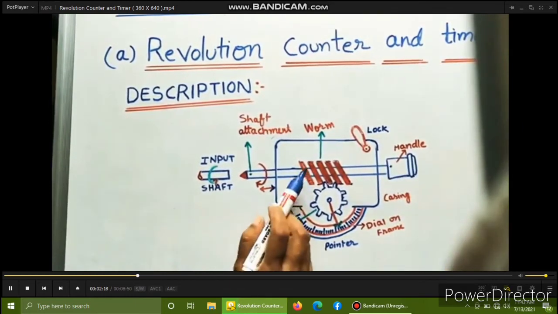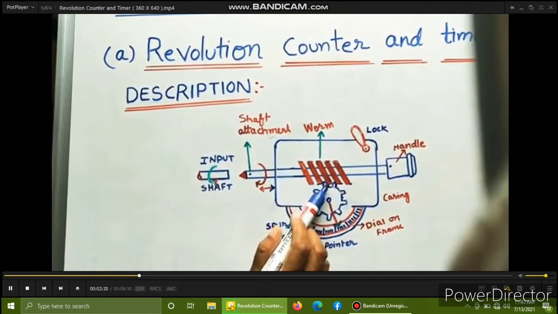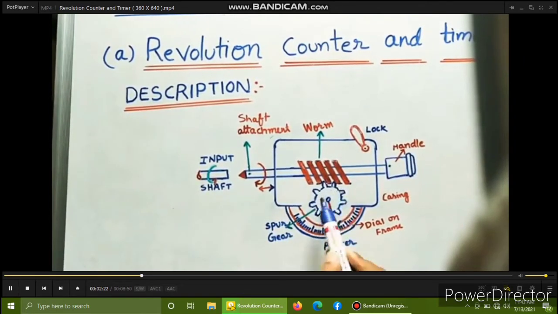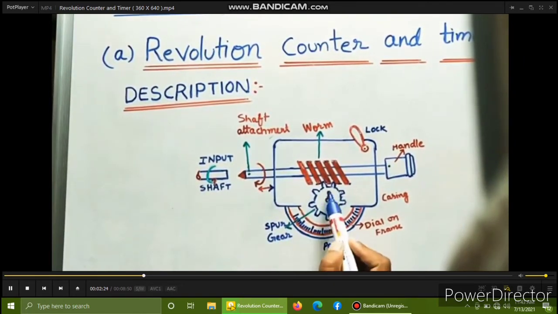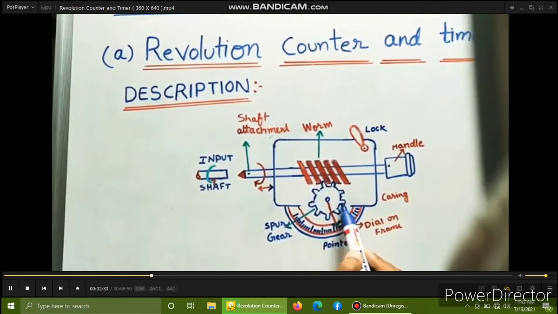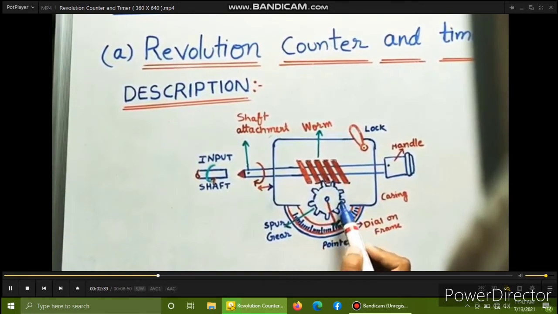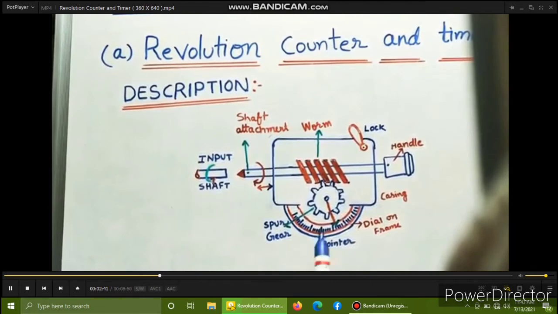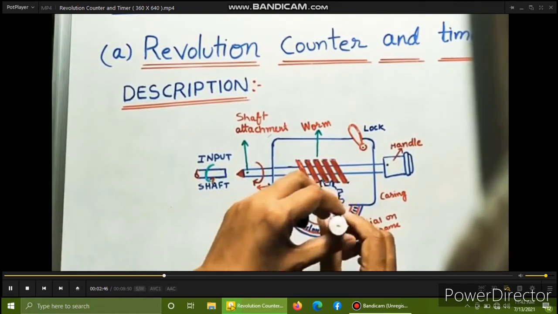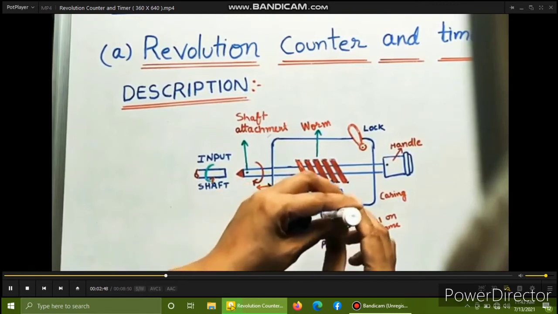Here the worm gear teeth are connected to one gear called a spur gear. The spur gear is a circular one, with teeth on the entire surface. These teeth are connected to the worm gear teeth. This gear is connected to one shaft here. If the gear is rotating, this shaft is also rotating.